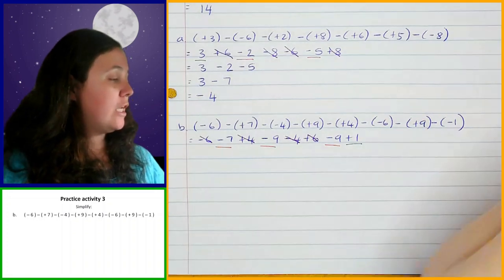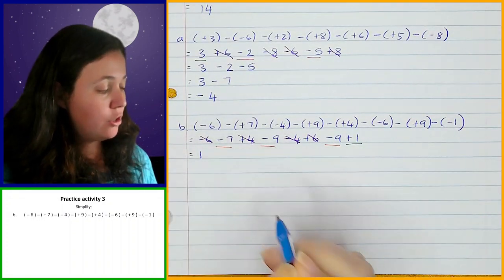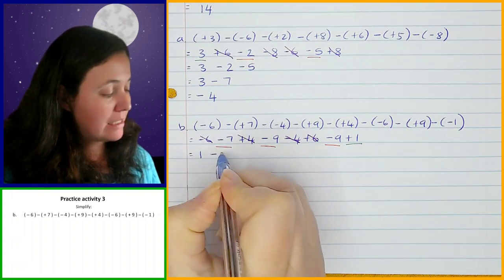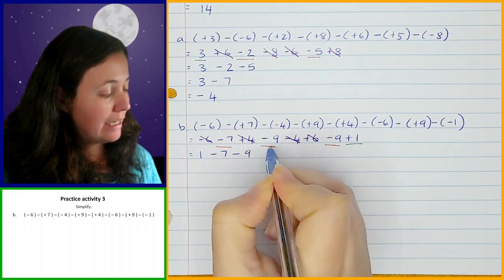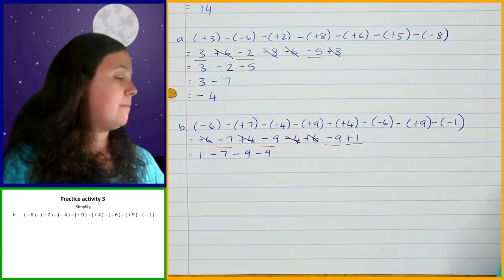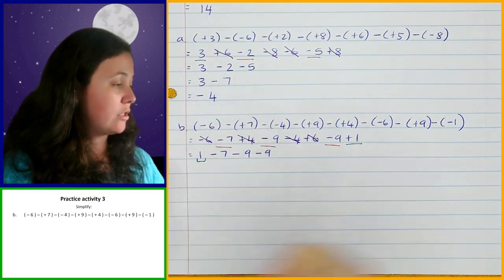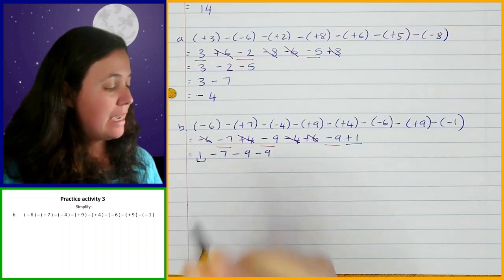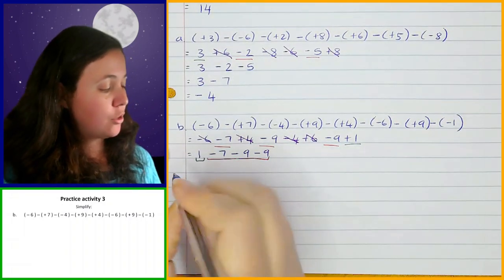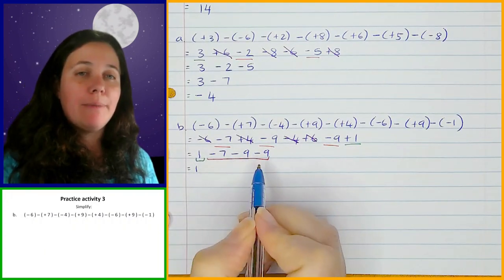Okay, so now let's write down our positives first. So it's just the positive 1, so that's 1 over there. And then I've got negative 7. So it's minus 7, and then minus 9, and then minus another 9. Okay, so now I'm going to simplify my positives and my negatives. So here's my positive over there. There's nothing else to do with it. It's just going to stay as it is. And then I've got my negatives over here. Okay, so the 1 stays 1. And then I've got minus 7, minus 9, minus 9.